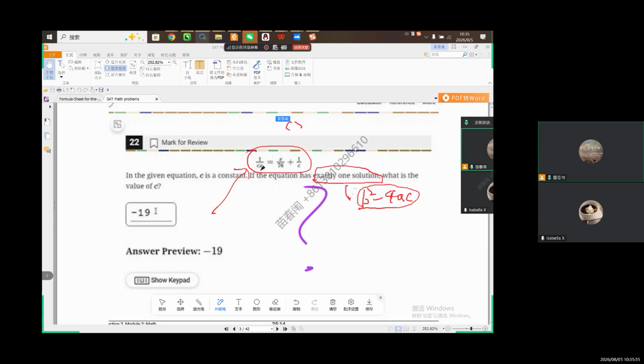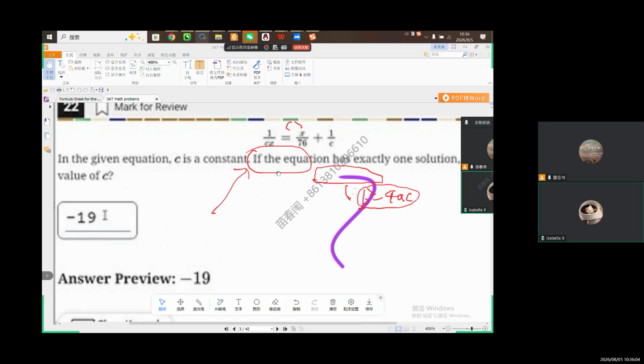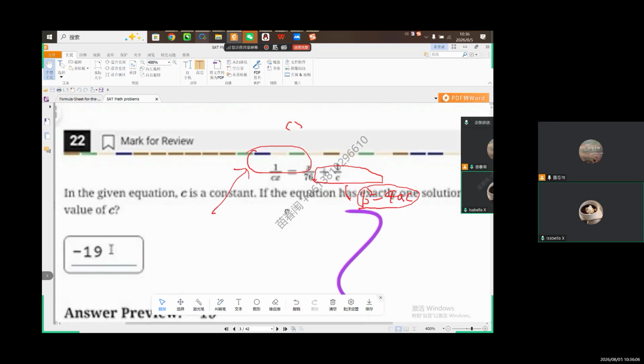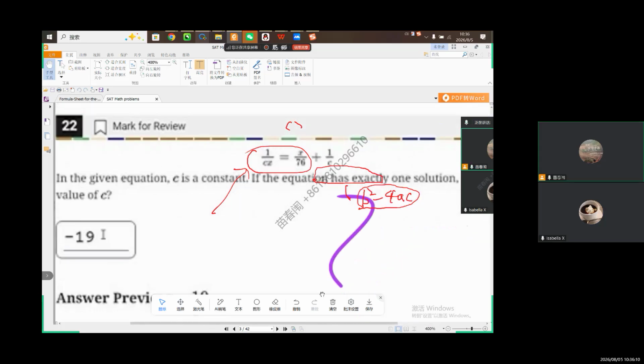Would it be times CZ? Wait, is that a z? I think it's x. Isn't that a Z? That's why I was so confused, because there's a Z and also an X. Looks like a Z. Well, it's x. Okay, sorry, it's very blurry. It looks like a Z. So that's why I was confused, because there are two different variables in the equation.